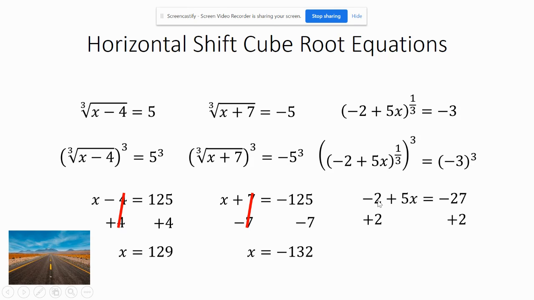It's a minus 2, so I add 2 to each side. So negative 27 plus 2 is negative 25. Divide each side by 5, and x is negative 5. Well, think about it. Negative 5 times 5 is negative 25, plus negative 2 is negative 27, and the cube root of negative 27 would be negative 3. Basically, you still cube each side, and then just do the additional operations that are taking place.